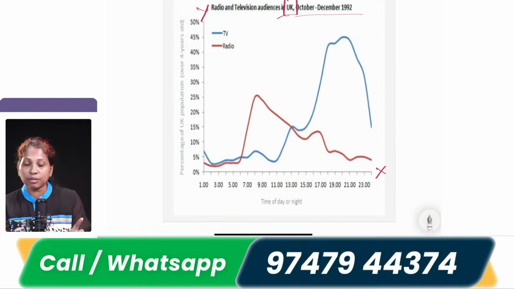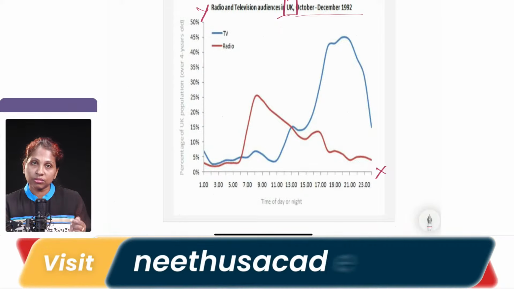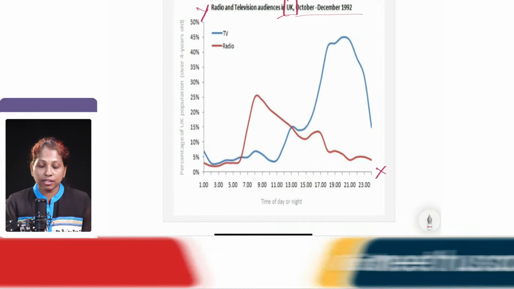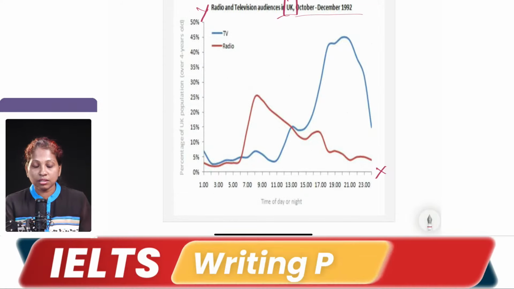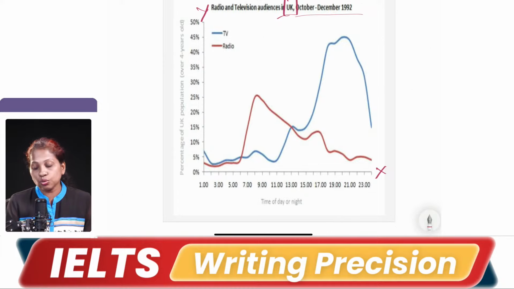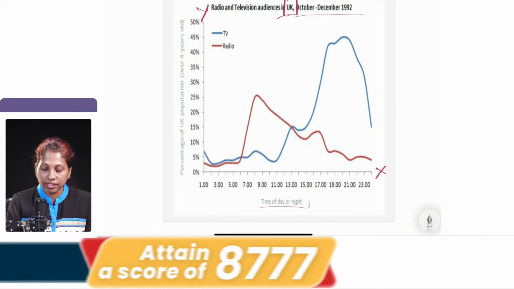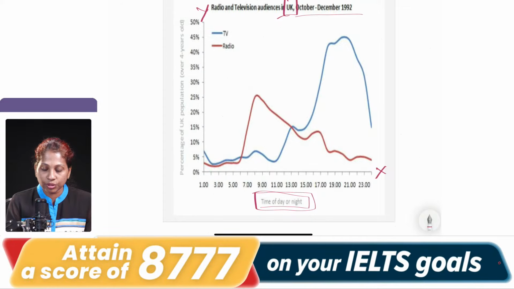Like I told, check the labels. Information can be taken from the labels and put down in your introduction. Then your x-axis is telling you the timing. It's throughout the day, starting from midnight, 1 o'clock, to late night 11 o'clock. This is 24 hours. Time of day and night is the information on your x-axis.